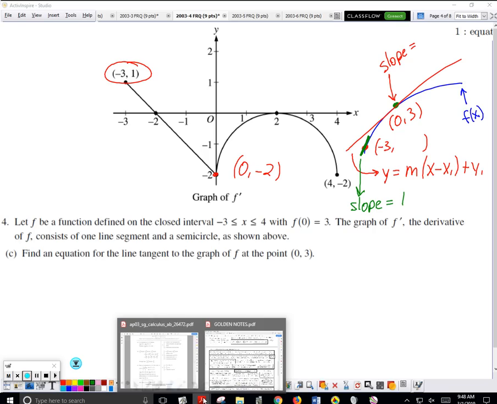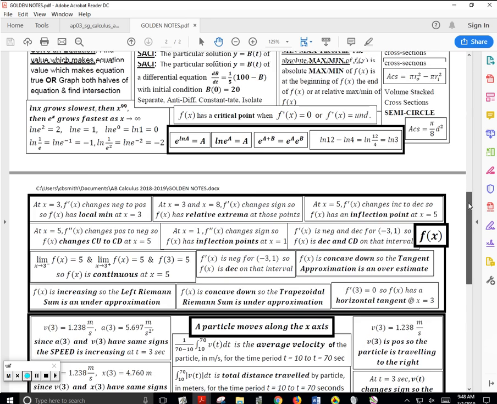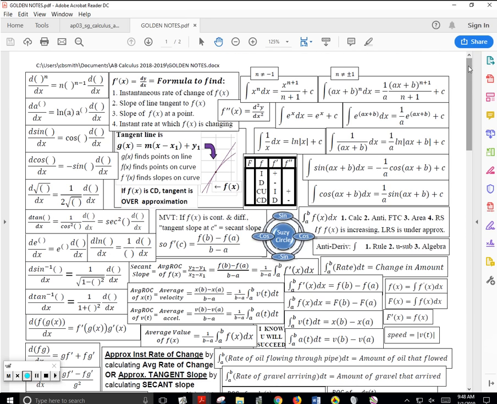On the golden notes, front page towards the top, I have a reminder about that right here. F prime is the way we find the instantaneous rate of change of F, the slope of a line tangent to F, slope of F at a point. So that's what F prime is. Okay, back to the problem.